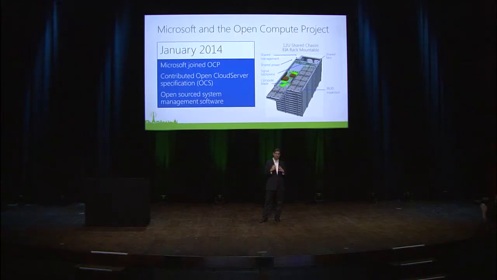In addition to the hardware contribution that we made in January, Microsoft also contributed open source software for the system management aspects. This is all the software that runs on the system for out-of-band access, for power management, for fan control. As you see in the chassis, there is a lot of shared infrastructure: shared fans, shared management, shared power. All the software for managing that was open source as well. We had a tremendous reception back in January from the OCP community for this contribution.